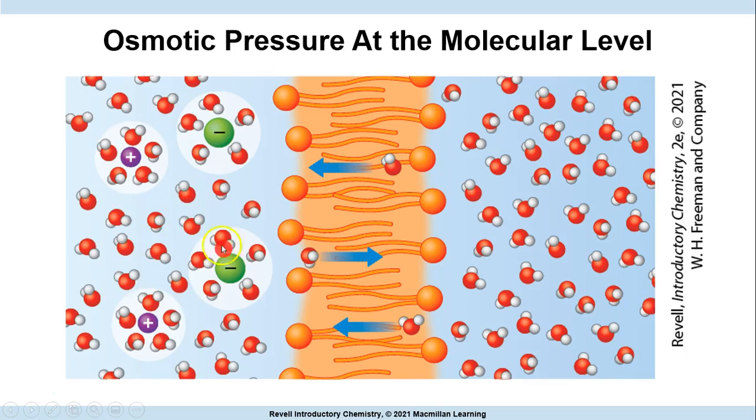Now, for the osmotic pressure at a molecular level, we will see here that because this solution contains ions, there is actually a low concentration of water. So there will be a net movement of water from this high concentration of water to the low concentration of water. So the net movement will be, you see, more of it will move to this side where we have a low concentration of the water.